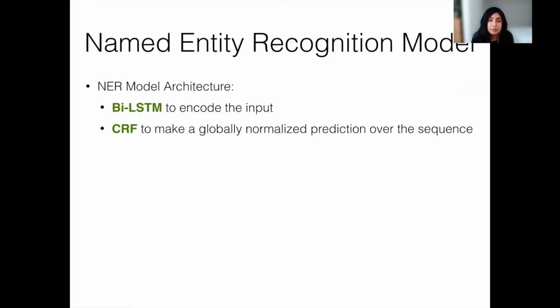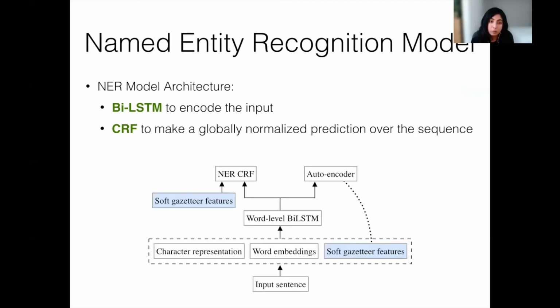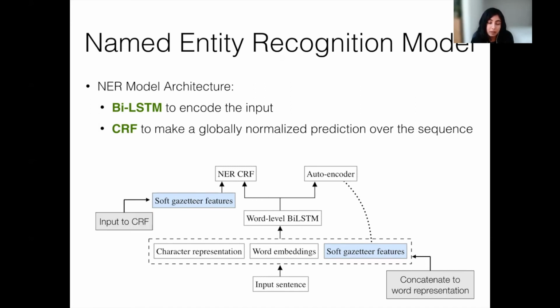We use a BiLSTM-CRF architecture as the named entity recognition model because this is commonly used in several state-of-the-art systems. The BiLSTM encodes the input sentence, and the CRF makes a globally normalized prediction of tags over the sequence. The soft gazetteer features are incorporated in 2 ways. First, they are concatenated to the character and word embeddings at each token of the input text. This concatenated representation is then used as input to the BiLSTM. Second, they are used as input features to the CRF.